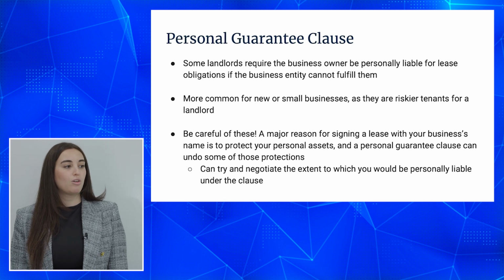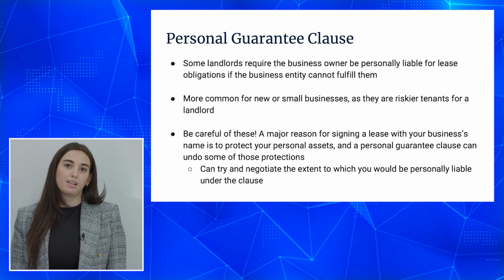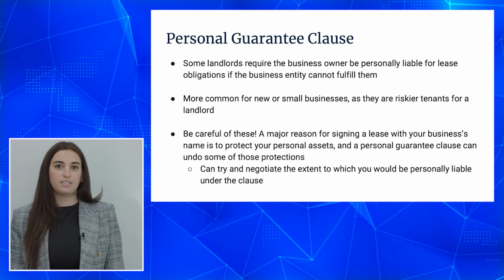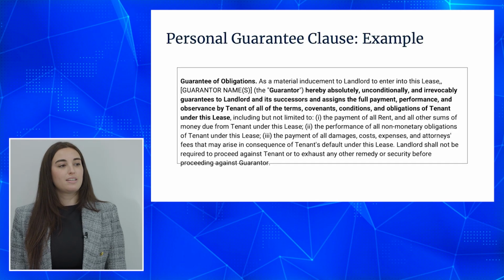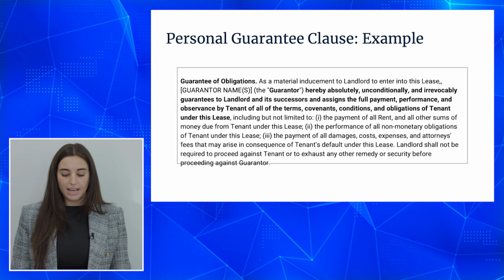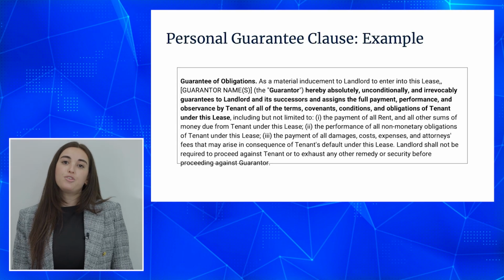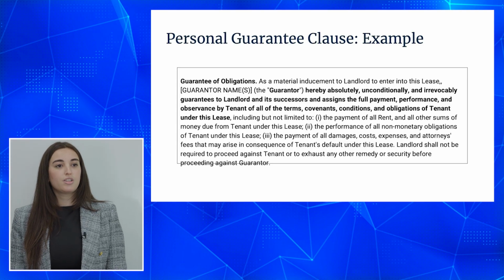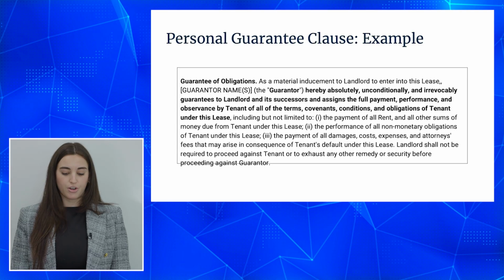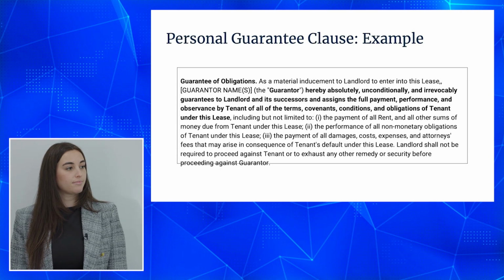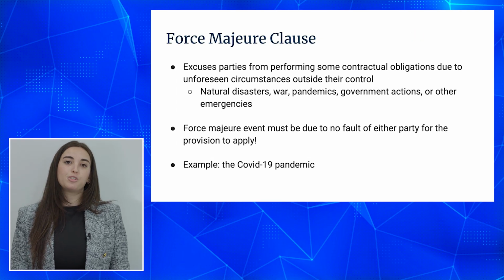You can also try and negotiate the extent to which you would be personally liable under the lease if there is a default. This is an example of a personal guarantee clause, and it shows one way a lease may obligate you or whoever your guarantor is to cover your business's obligations under the lease. Next is a force majeure clause.